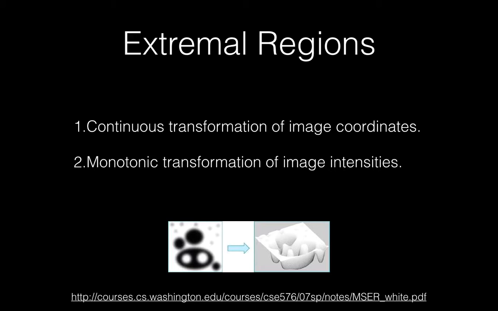If you want to find the contour, you can follow along those peaks. If the peak is steady, changing with different layers, you can say those belong to one character or one structure. This way, there are two properties. First is the continuous transformation of image coordinates, and then the monotonic transformation of image intensity, which I explained before.